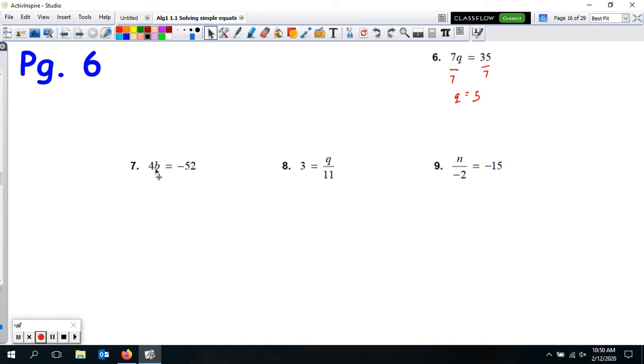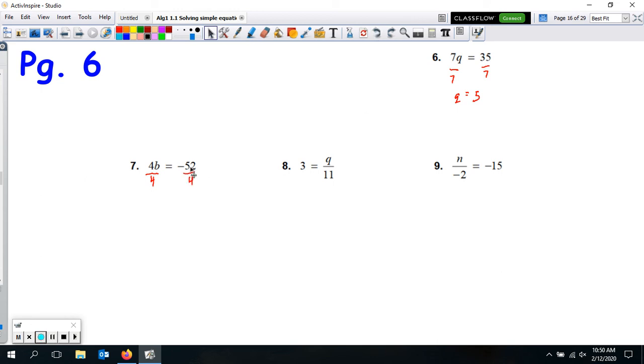All right, let's come down to this one. 4 is in front of B. So it's telling us that 4 is being multiplied by B. So we need to undo the 4, and so we're undoing the multiplication operation with division. So I'm going to divide this side by 4. That way the 4s could cross cancel. They would become a 1, so I'd have actually a 1b. And divide the other side by 4.